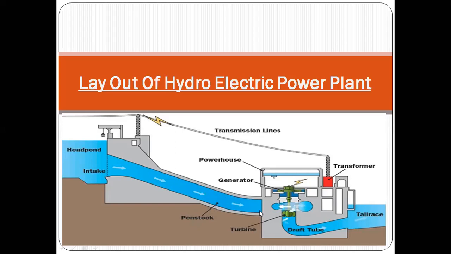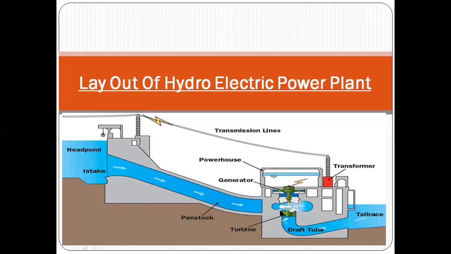Now at this point, the water strikes this turbine, and when the water strikes the turbine at a very high kinetic energy and at a very high pressure, the blades of the turbine start rotating. When the turbine starts rotating, it is coupled with the shaft, and the shaft is coupled with an alternator, and hence the alternator will start rotating. And once the alternator starts rotating, electricity will be generated.